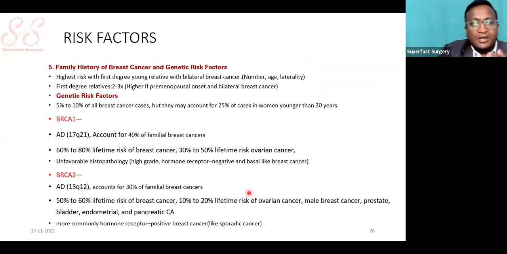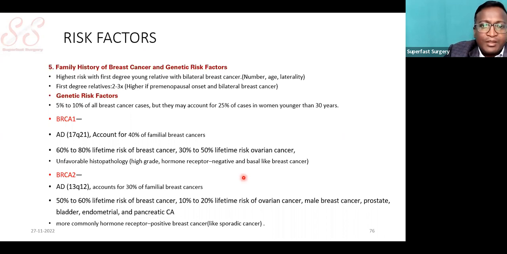Now the familial risk factor which I was discussing is very important. Though it is not common, it is important in the context of the exam. The highest risk of breast cancer is if the patient is young, and if there is bilateral breast cancer, and if it is in a first degree relative. If all these are there, then the patient has the highest risk. With a first degree relative there is a 2 to 3 times higher risk. And if it is premenopausal and bilateral and first degree, all these will have a cumulative effect.